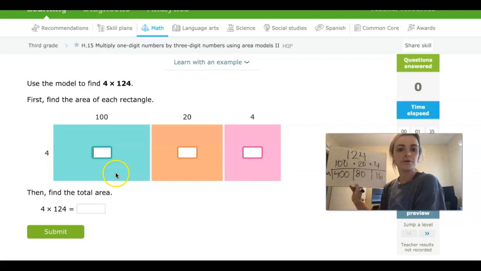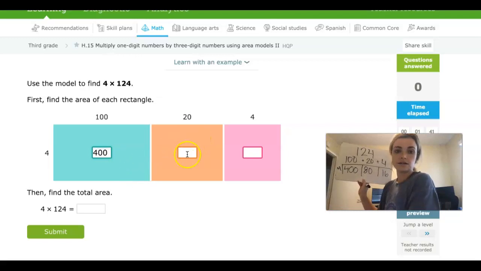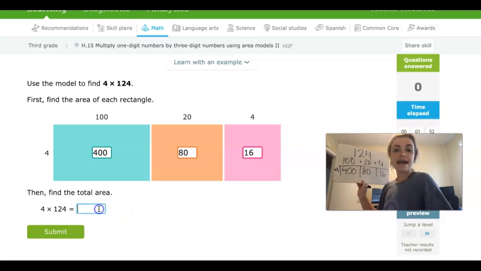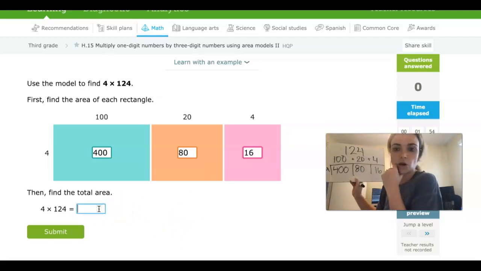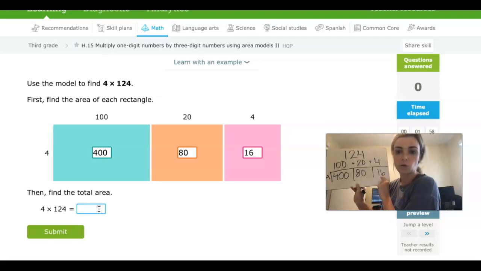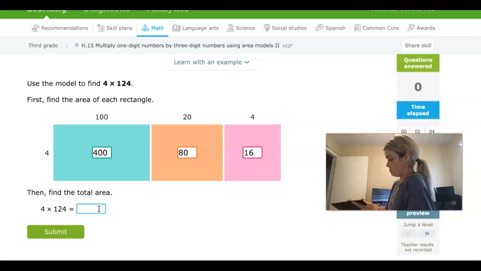Okay, so when I'm putting those on here, I have 4 times 100, which I said was 400. 4 times 20, which was 80. And 4 times 4, which is 16. Okay, so now it says that I need to find the total. Okay, now this is when it's going to look a little bit different because I have 16 ones, so that means that I could actually regroup those. Okay, so I'm going to erase this top up here so I have a little bit more room, 3rd grade.